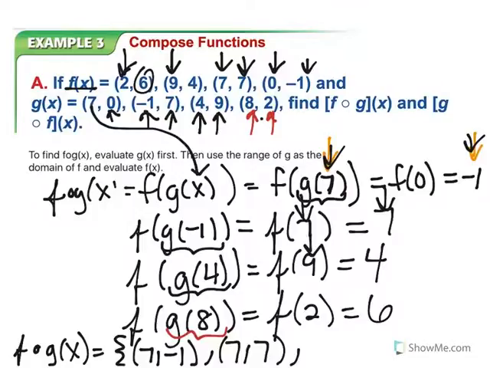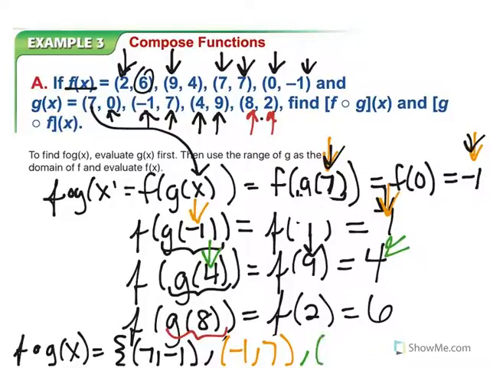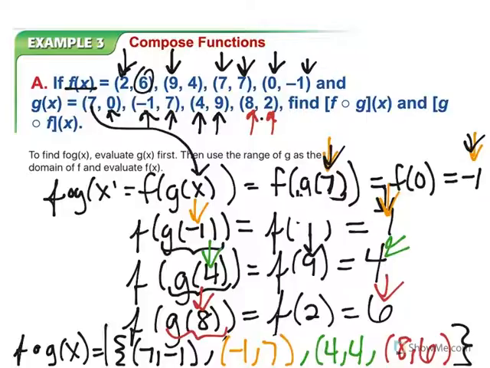Oh whoops, I'm looking at the wrong place. Excuse me, ignore that last point. I plugged in a -1, got out a 7. On the next one I plugged in a 4 and got out a 4. And my last point I plugged in 8 and out popped a 6. So 8, 6. So that would be my answer for this question.